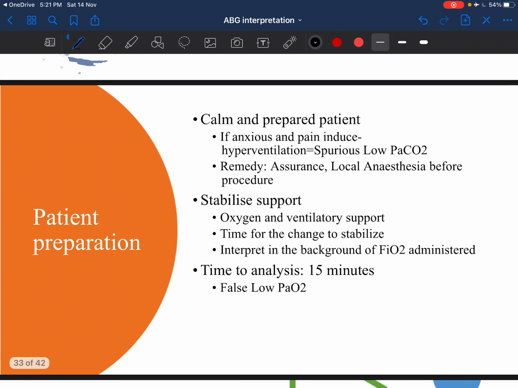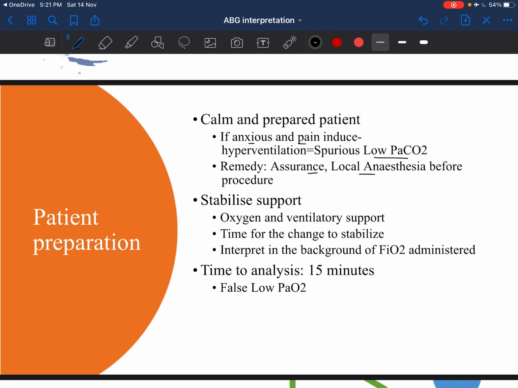Patient preparation wise, you need to have a calm and prepared patient. Reason being, if the patient is very anxious or is expecting pain and the pain perceived by the patient is too much, this will result in hyperventilation, so a spuriously low carbon dioxide concentration. So, the remedy for that is reassurance and local anesthesia before the procedure.